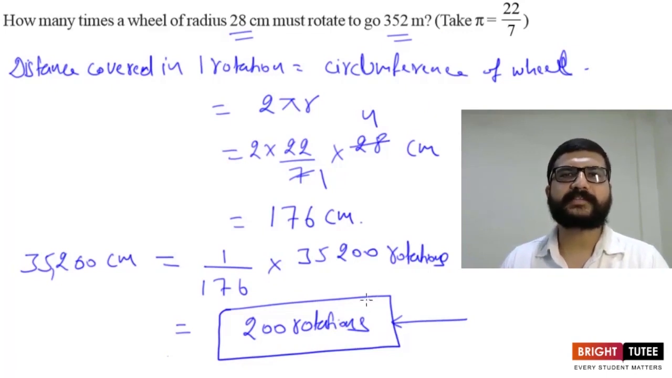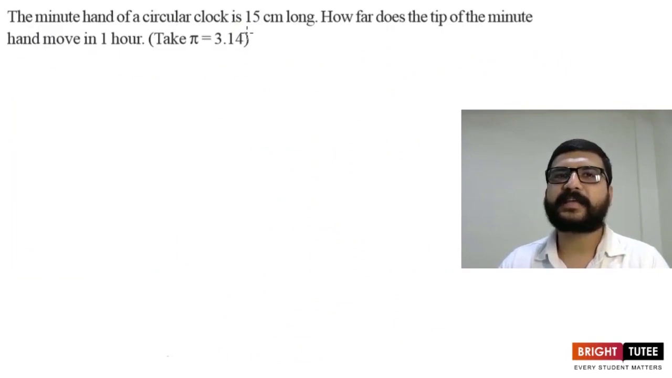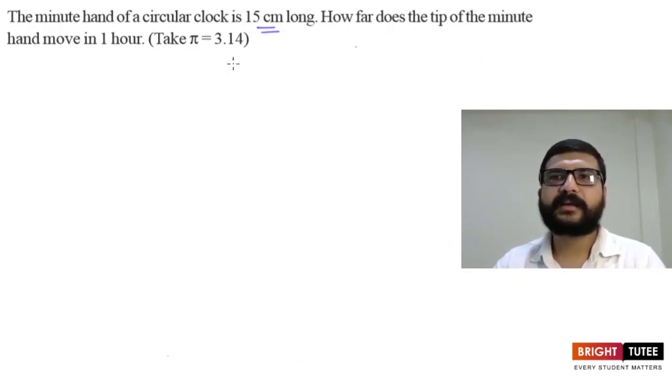Now let's move to the next question. Now here is the last question of this session. The question is, the minute hand of a circular clock is 15 centimeters long. How far does the tip of the minute hand move in 1 hour? So what do you think? What is the distance covered by the tip of the minute hand in 1 hour?